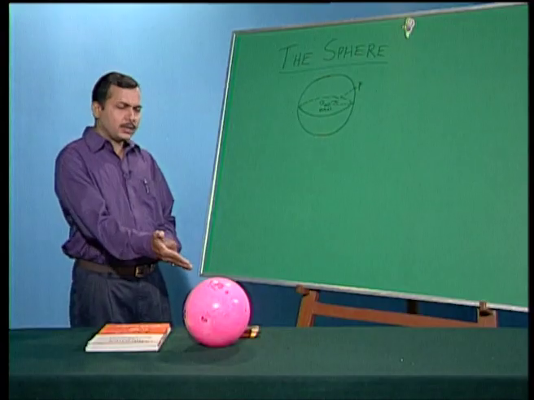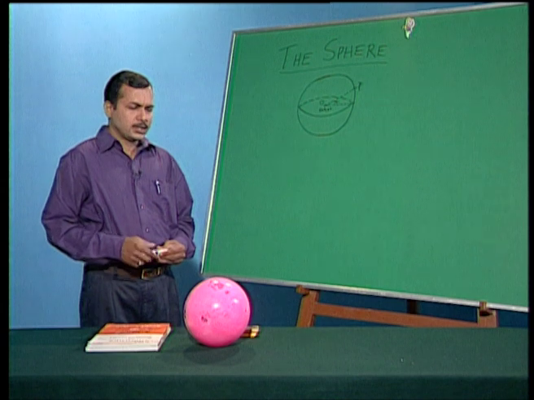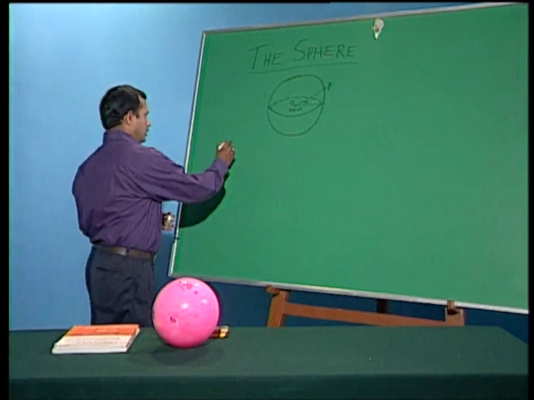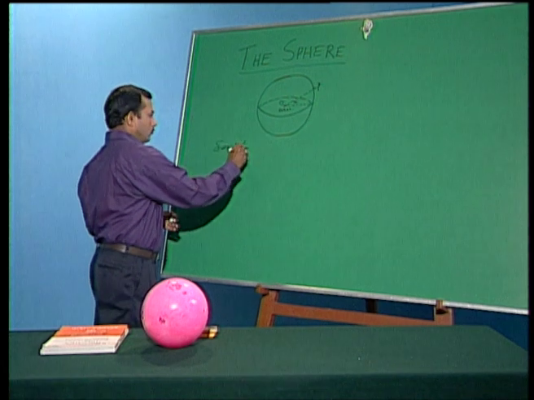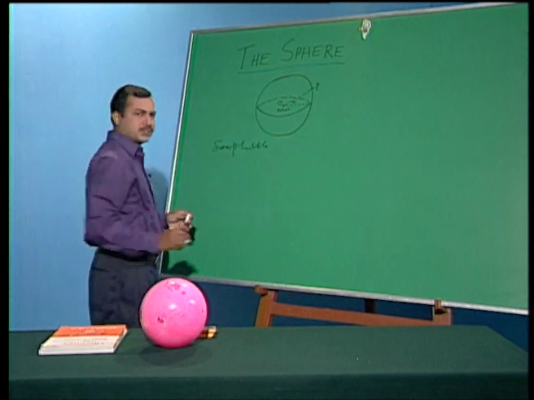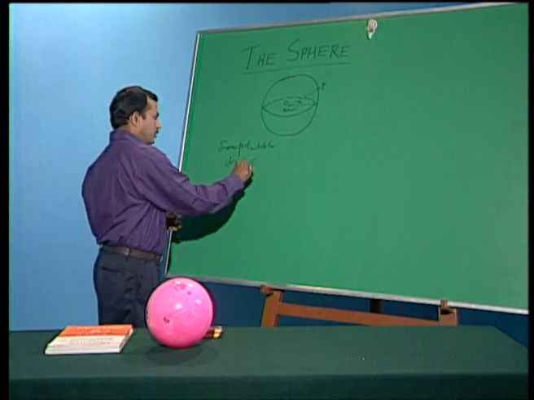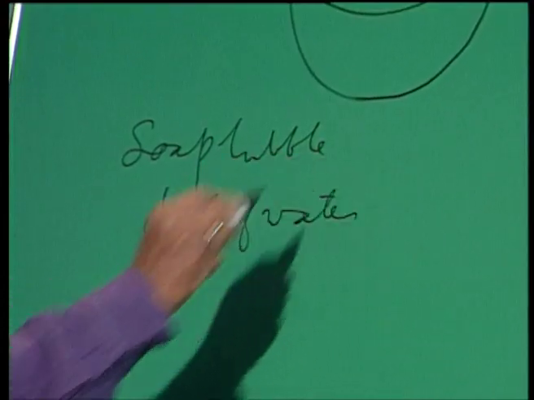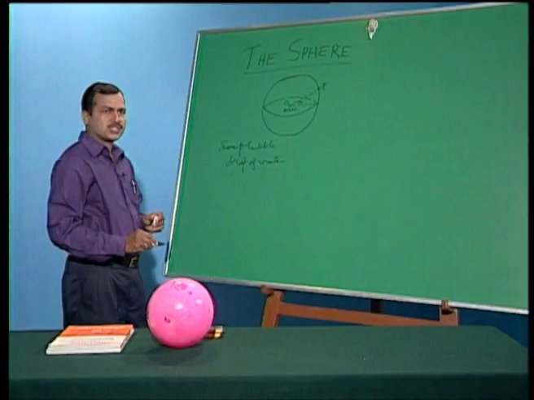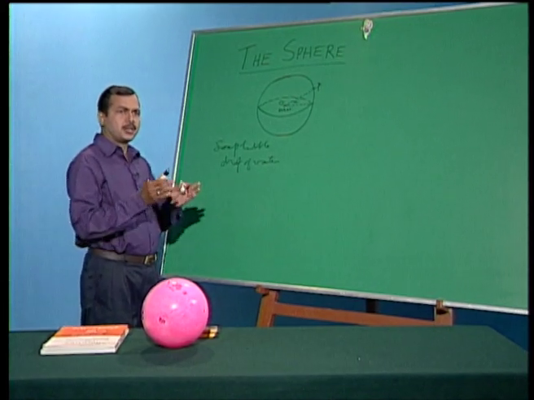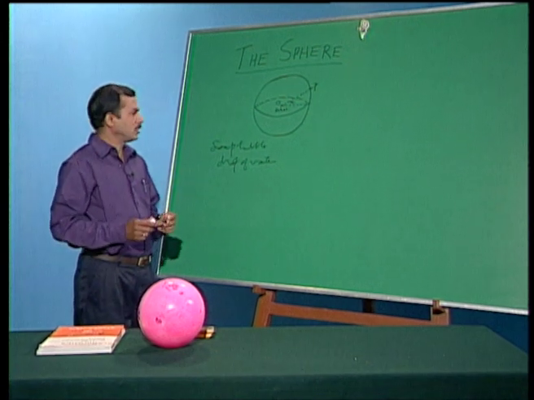First, let us start with some real life examples of the sphere. A ball is a sphere. A soap bubble is a sphere. A drop of water is a sphere. Our mother planet, the earth, is almost a sphere.